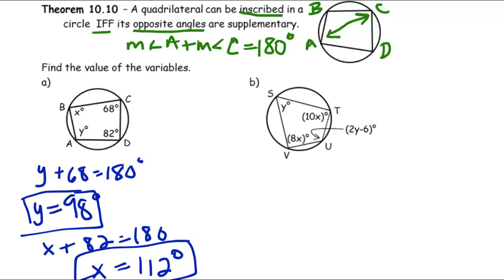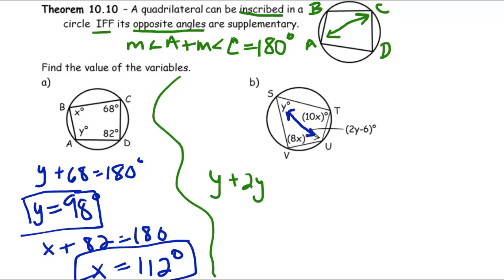Okay? Now let's take a look at B. This is where we get a little more of our algebraic. So remember algebra, that we have to set the opposite angles equal to 180 degrees. Let me do a different color now. And so I'm going to say y plus 2y minus 6 equals 180.